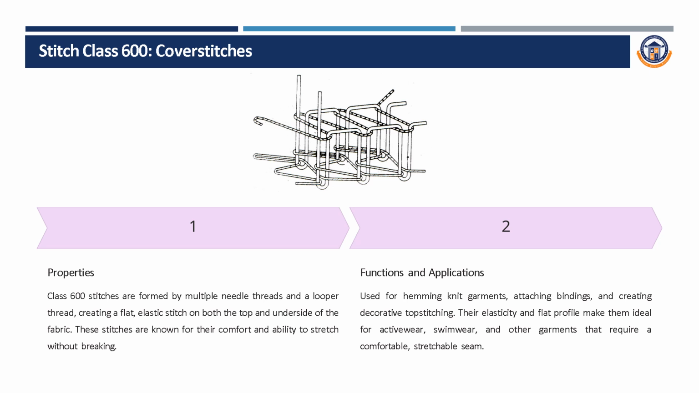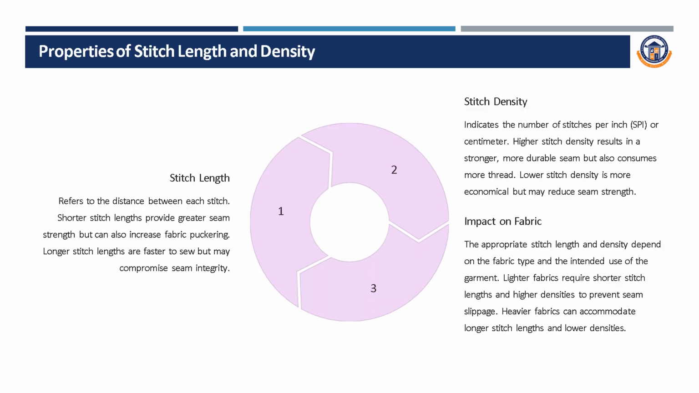The function of these cover stitches: they are used for hemming knit garments, attaching bindings and creating decorative top stitching. Their elasticity and flat profile make them ideal for activewear, swimwear and other garments that require a comfortable, stretchable seam. Properties of stitch length and density, which are related to our classes of stitches.